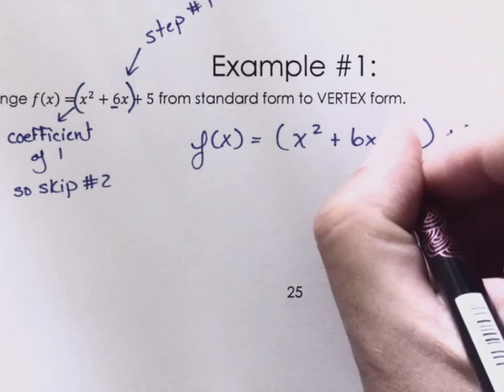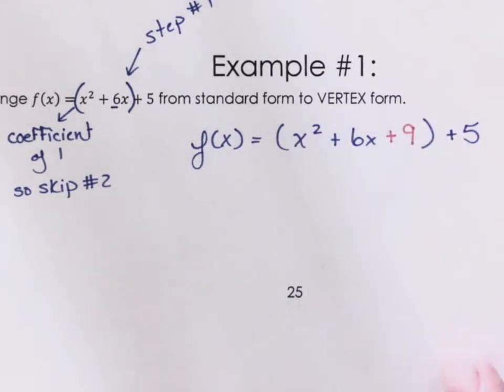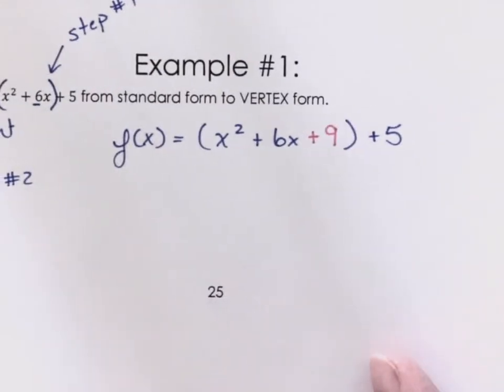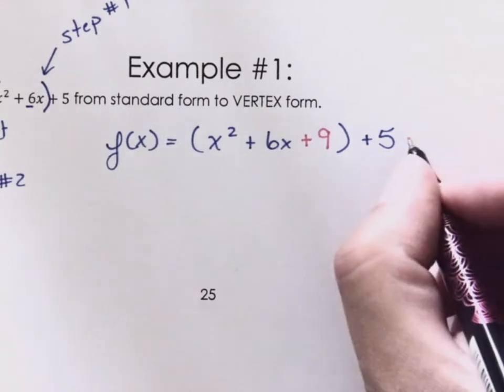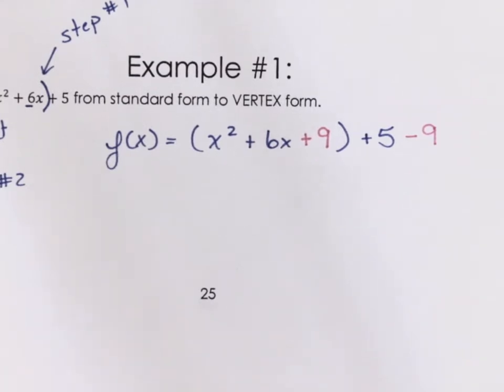So we're going to add the 9 inside the bracket. And we don't want to change the value of anything. We just want to change how it looks. So what do I have to do outside the bracket? I'm going to subtract 9. Because what's 9 minus 9? 0. So it doesn't change the value of it at all. Everybody good with this? Okay.